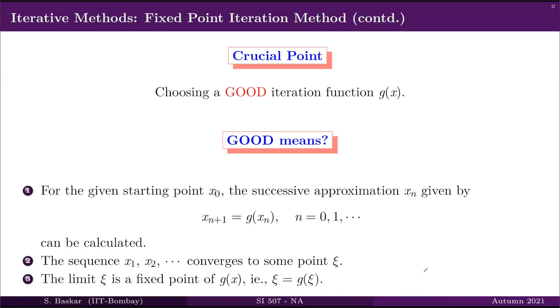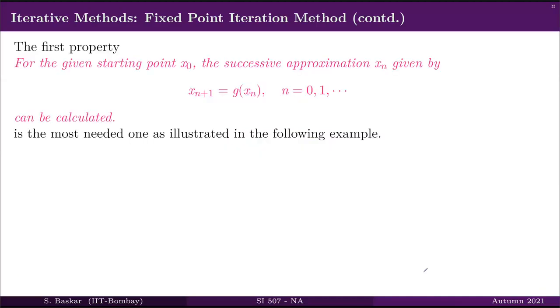Now the question is how to choose this g, because we have seen that given a nonlinear equation f of x equal to 0, we may have many options for g. Therefore, it's not very clear which of these options can be chosen in order to fulfill all these desired properties, right? Let us take one by one and see how we have to choose g in order to fulfill the properties. Let us take the first property.